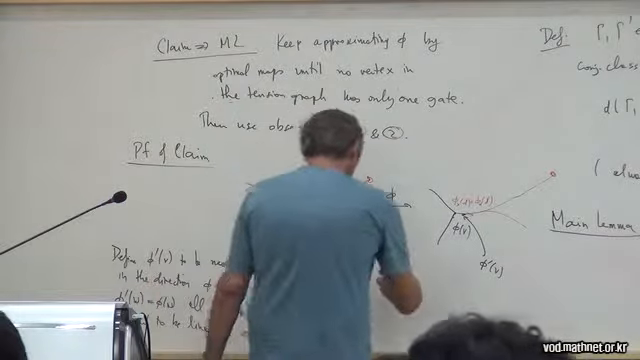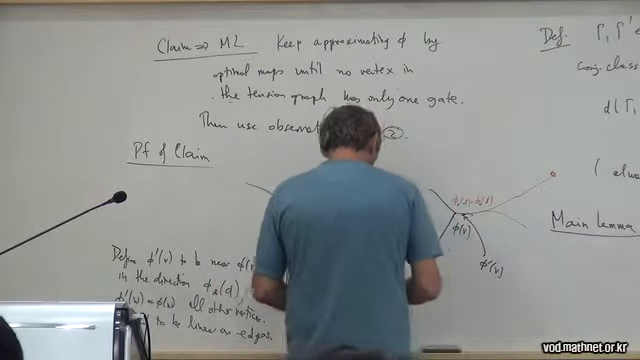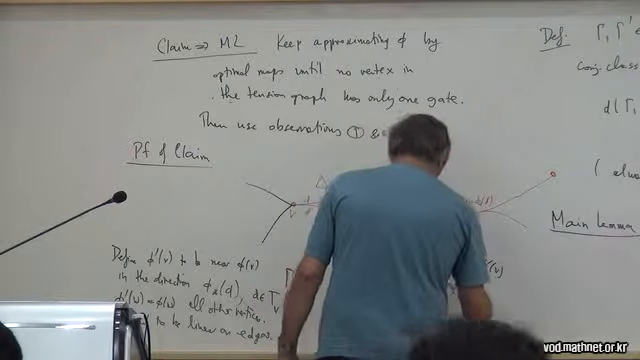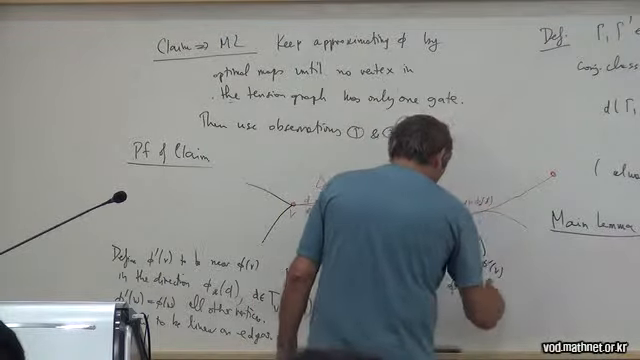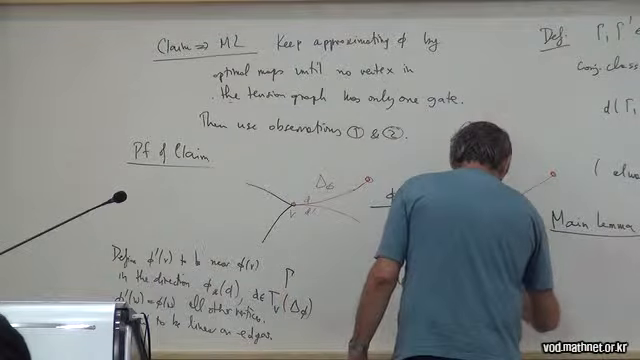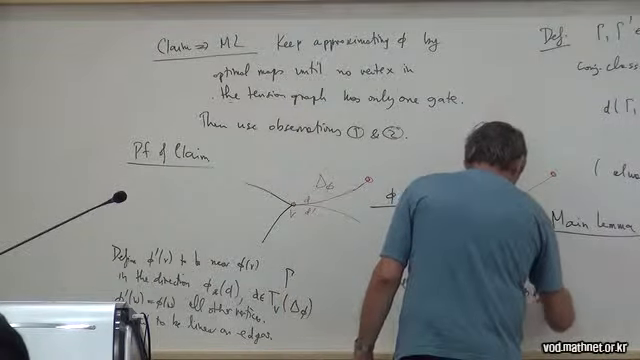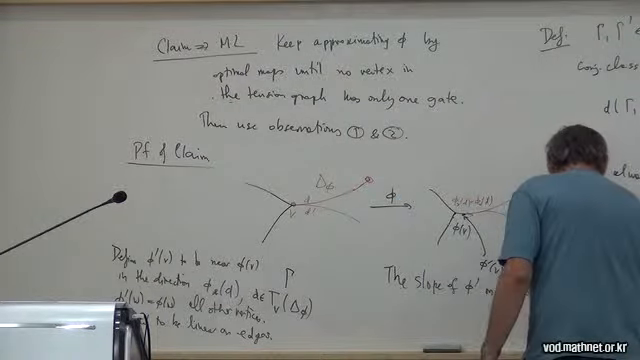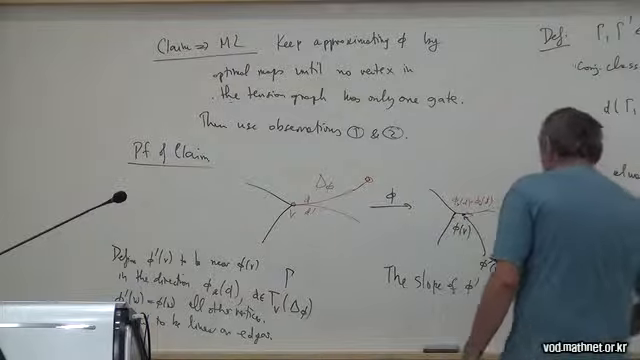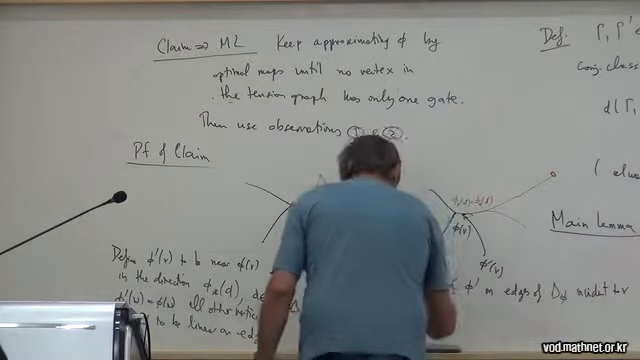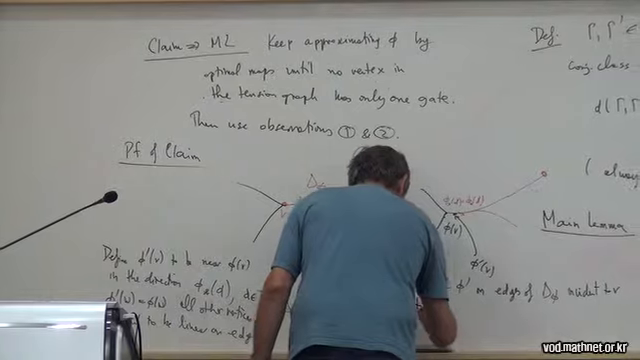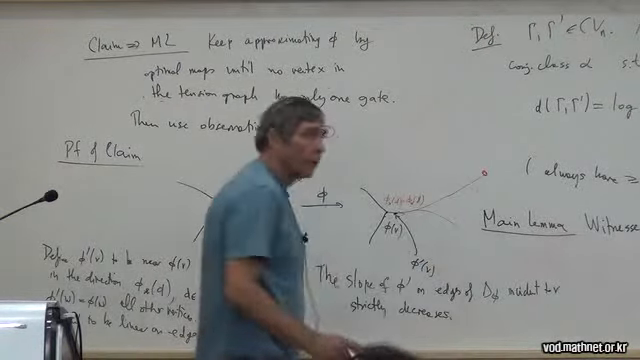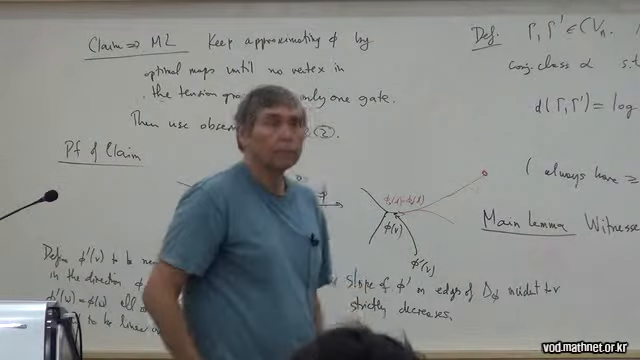So the slope of phi prime on edges of delta phi incident to v strictly decreases. Right? It's strictly less than what it was before.